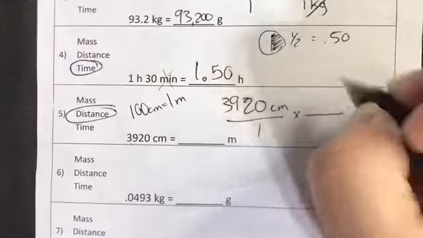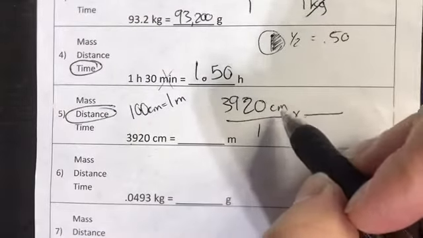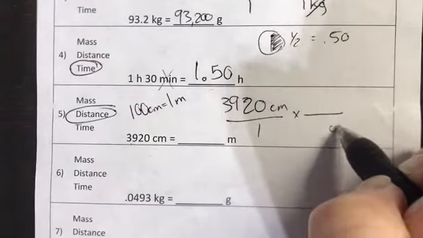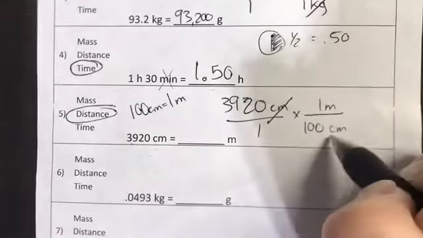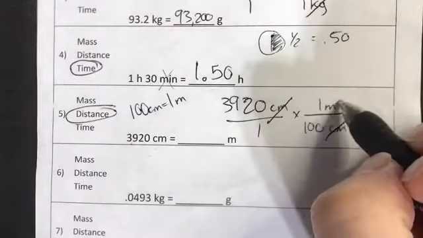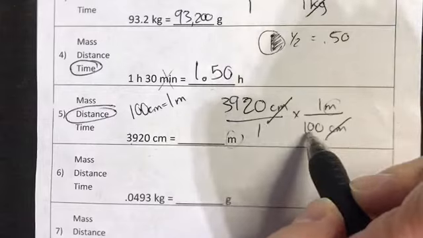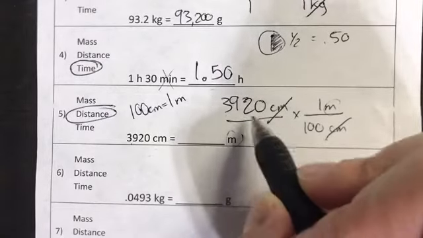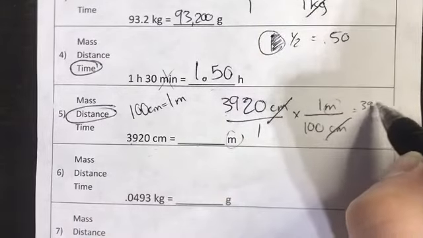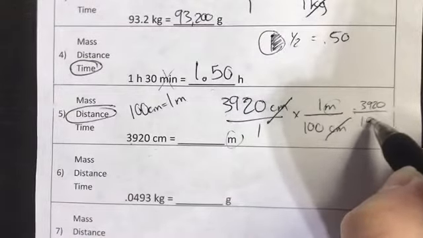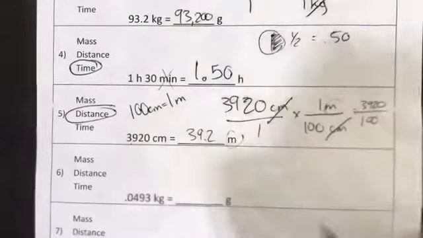So turn that conversion factor into a fraction so I can cancel out the centimeters. I need centimeters in the denominator, so it'll cancel. So 100 centimeters to 1 meter. Numerator and denominator, those centimeters cancel. Meters is what I'm left with. That's what I want. 3,920 multiplied by 1, 1 times 100. So basically 3,920 divided by 100 gives me 39.2 meters.